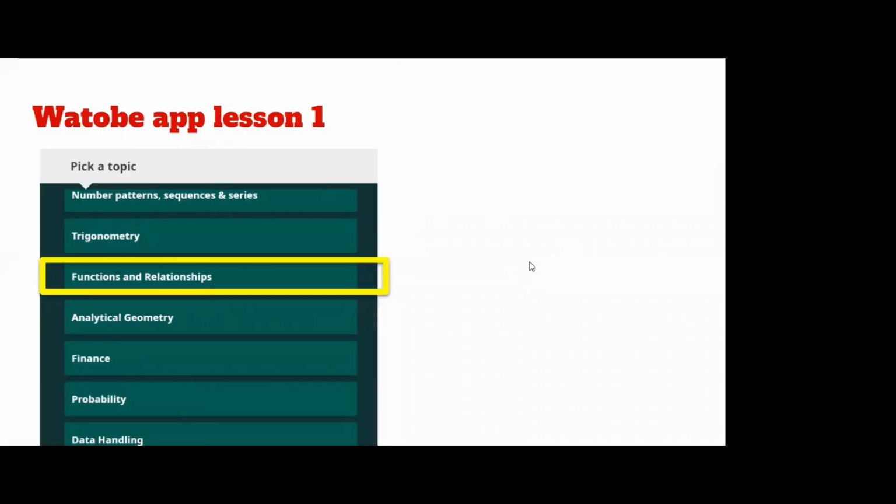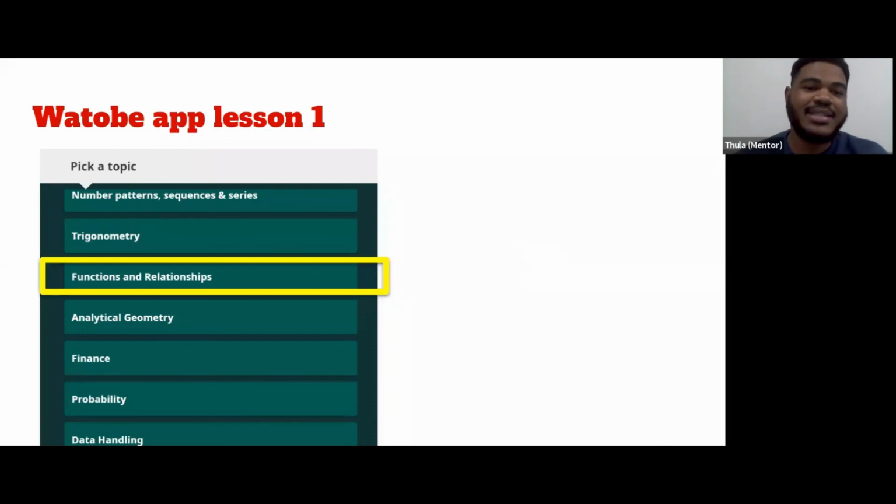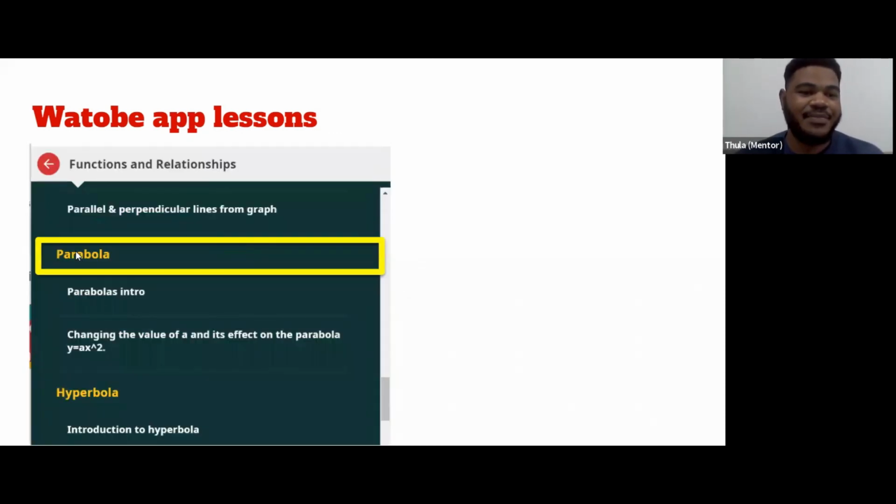And of course, just to practice and reinforce the learning that already happened here, you go in the app, pick a topic, functions and relationships, and then the parabola is here. So be sure to do this, because in between the live classes, it's good to reinforce your learning and take quizzes to test yourself, because otherwise how else will you know that you understand everything?